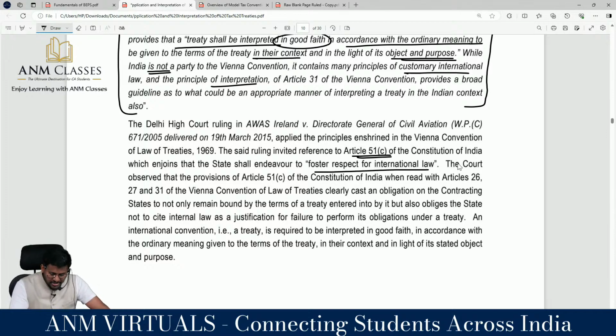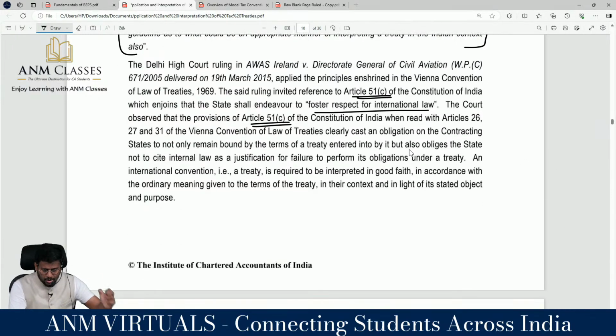The court observed the provision of Article 51 of the Constitution of India when read with Articles 26, 27, 31 of the Vienna Convention on the Law of Treaties clearly casts an obligation on the state not only to remain bound by the terms of the treaty entered into, but it also obliges the state not to cite internal law as a justification for failure to perform its obligation under a treaty.